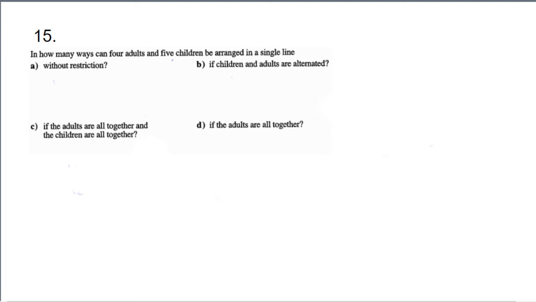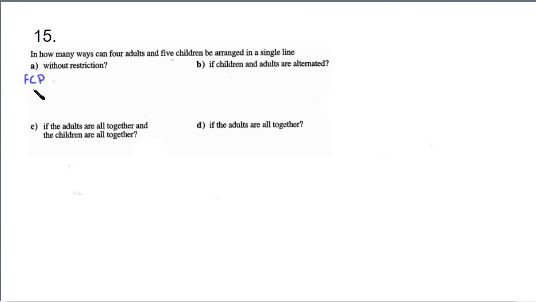This is Permutations and Combinations assignment question number 15. In how many ways can 4 adults and 5 children be arranged in a single line? So in question A, it's going to be without restrictions. So this is an example of a fundamental counting principle problem. So we're going to be using the FCP.